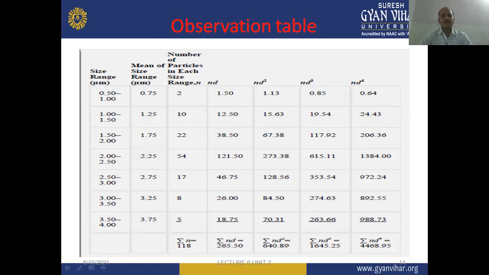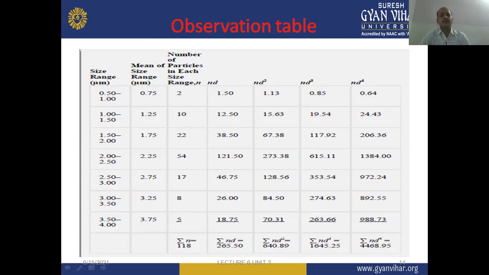This is the observation table. You can see the different size ranges given here. In the second column, the mean of the size range is given. In the third column, the number of particles in each size range. For example, in the first range, 0.5 to 1 micrometer, there are 2 particles, so n is 2.